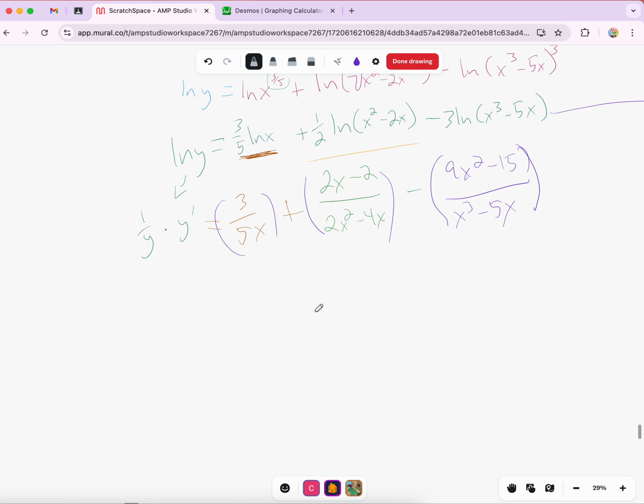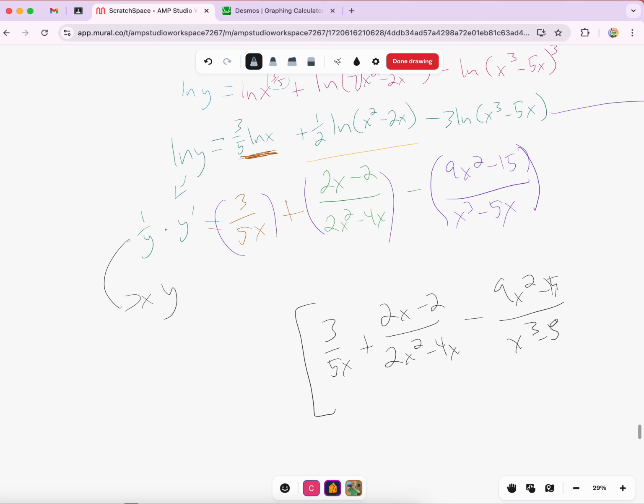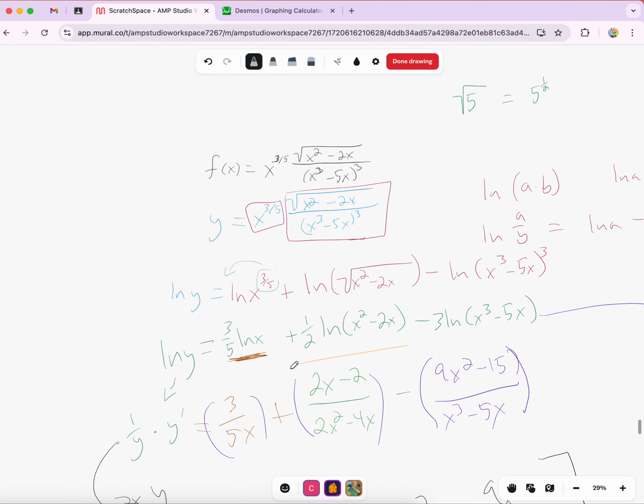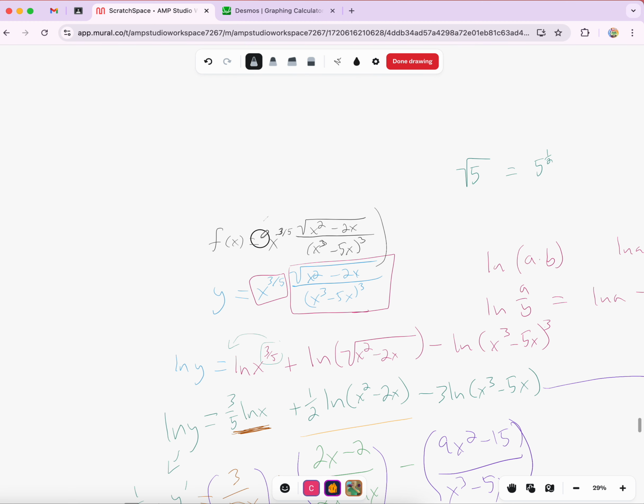Remember, to get rid of this, we're going to be dividing by a fraction, which means we're really multiplying by y. So I'm just going to put all this in a big bracket: 3 over 5x plus 2x minus 2 over 2x squared minus 4x minus 9x squared minus 15 over x cubed minus 5x, okay, times y. And what's y? Our original function.